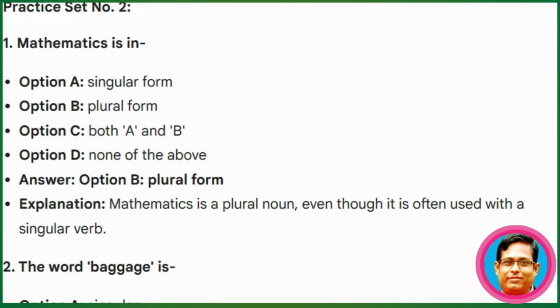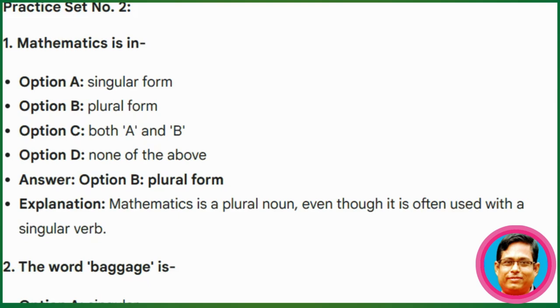Practice set number 2. 1. Mathematics is in option A, singular form. Option B, plural form. Option C, both A and B. Option D, none of the above. Answer, option B, plural form. Explanation. Mathematics is a plural noun, even though it is often used with a singular verb.